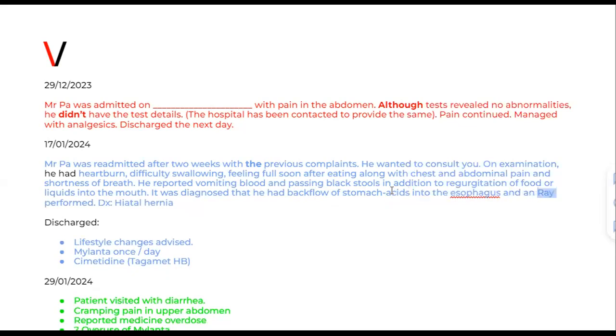and an X-ray. Please notice this one, and an X-ray. Never write X-ray was performed. Because if there is a diagnosis based on X-ray, we know that it was performed. Without performing, you cannot have a result. So never write it was performed. X-ray, simply write revealed hiatal hernia. We don't have to write this with a capital H for hernia.